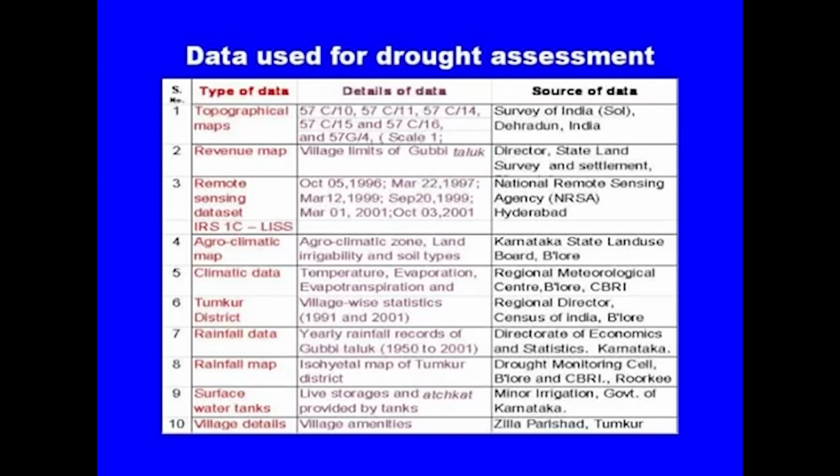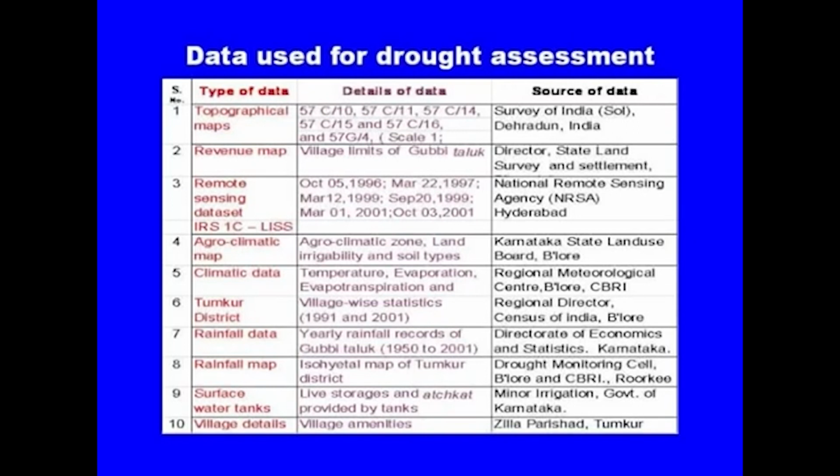Then we may require the village wise statistics of a particular district, and this could be available from the regional director of the Census of India, or we can get it from the Director General of the Census of India. Then rainfall data, this also can be had from IMD or it can be brought from other agencies.